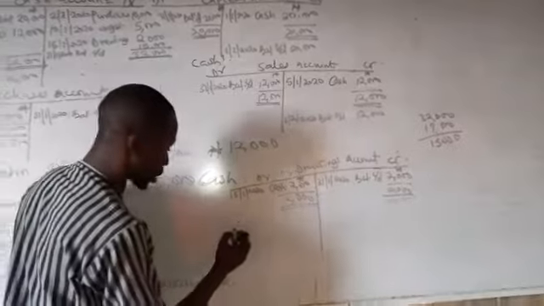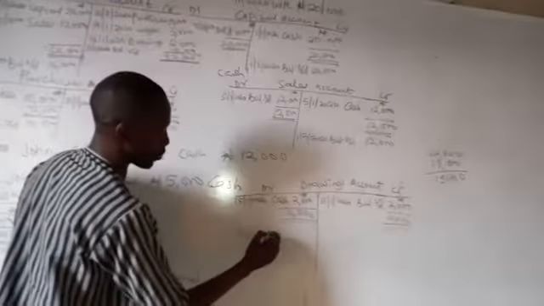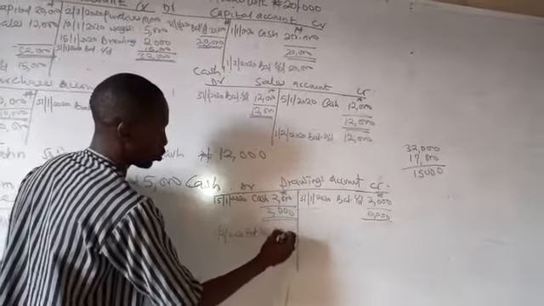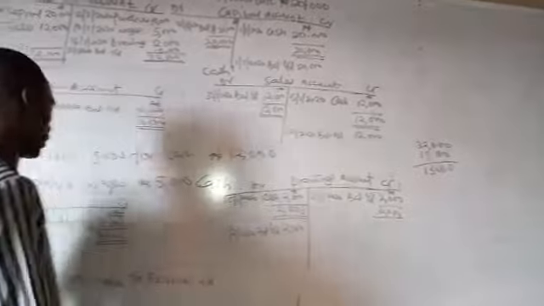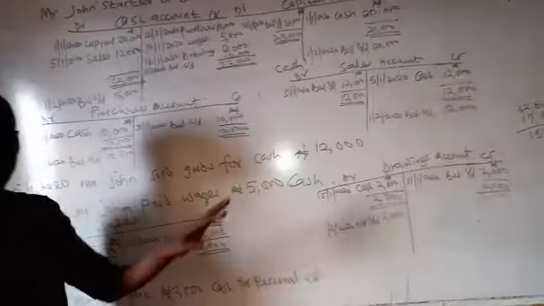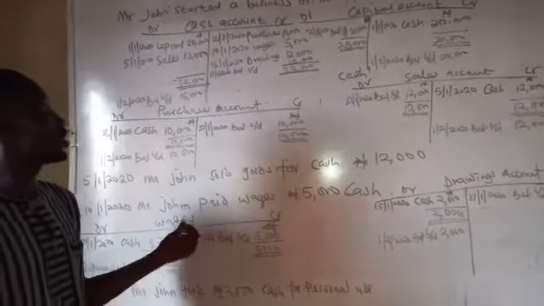Then on the 1st of February 2020, balance brought down 2,000 naira. Before we extract the trial balance, let me make a general summary of the examples and illustrations that have been on the whiteboard.